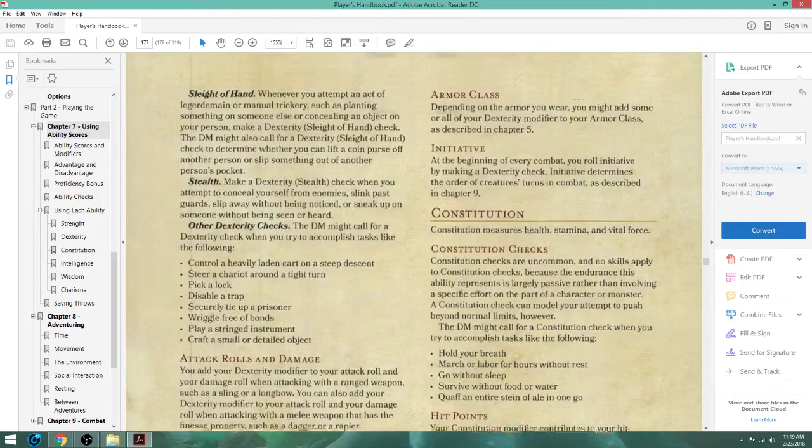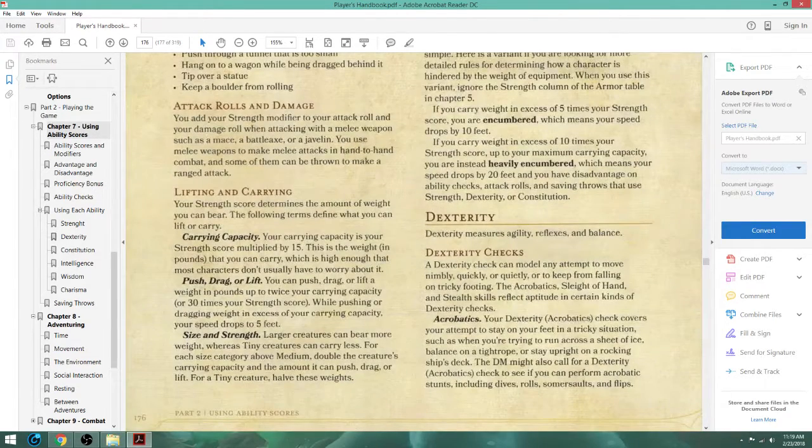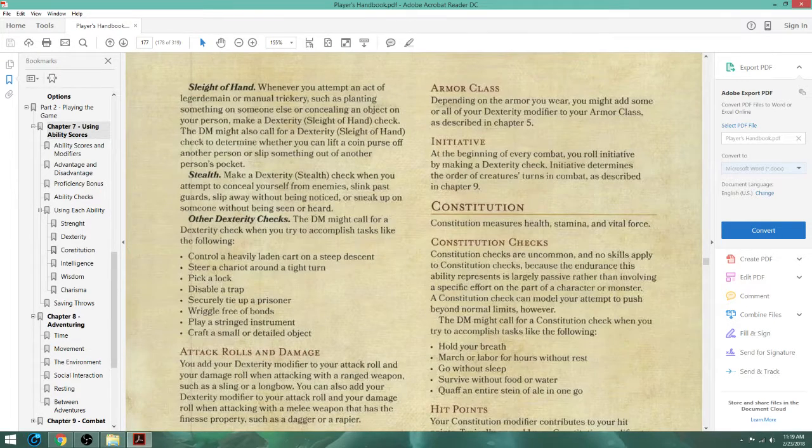So, now we're at dexterity. Acrobatics. Acrobatics is all about balance, such as the tightrope, staying upright, watching for rocking ships, kind of saving yourself from falling. That's usually acrobatics, such as flips and all the other crazy stuff that you can do with acrobatics.